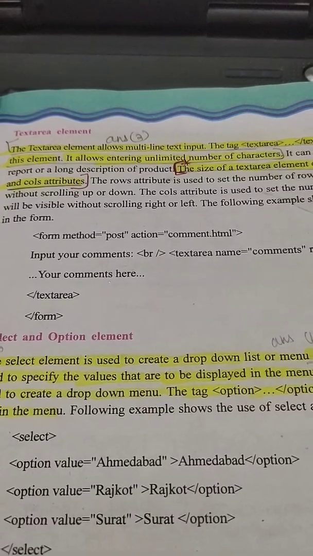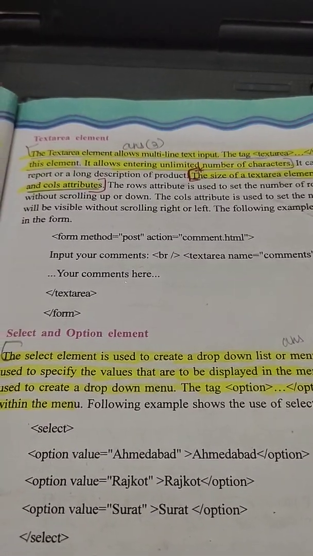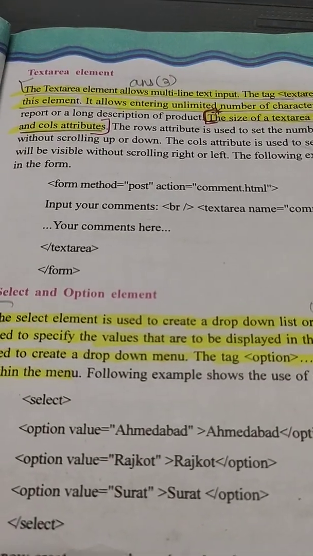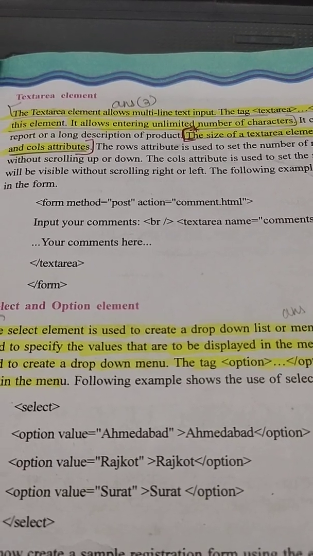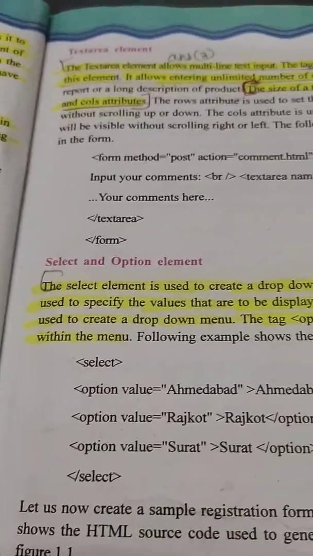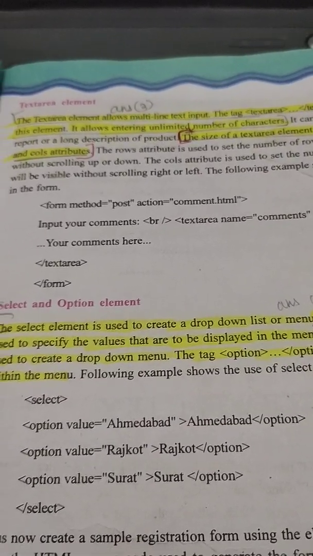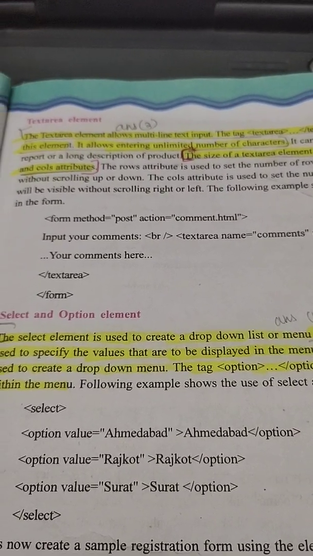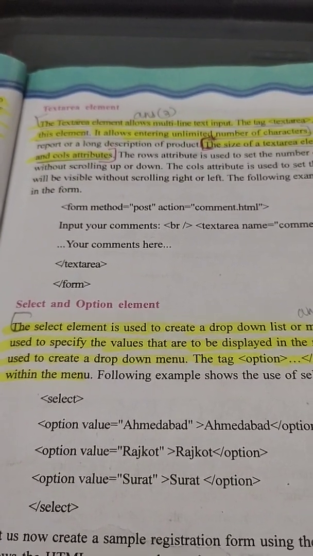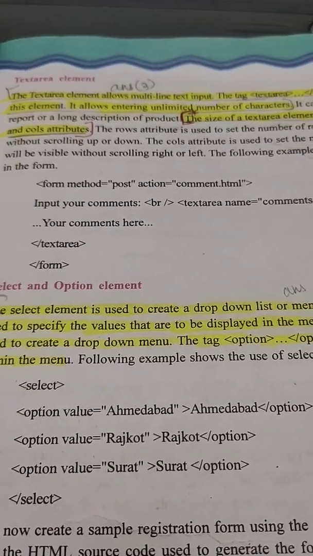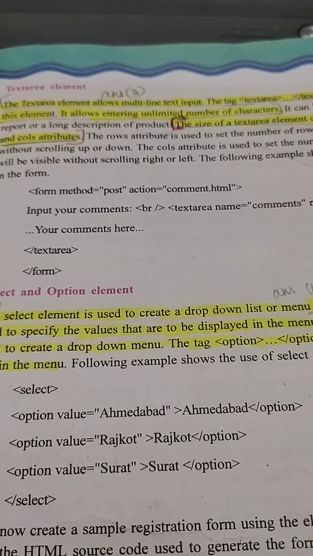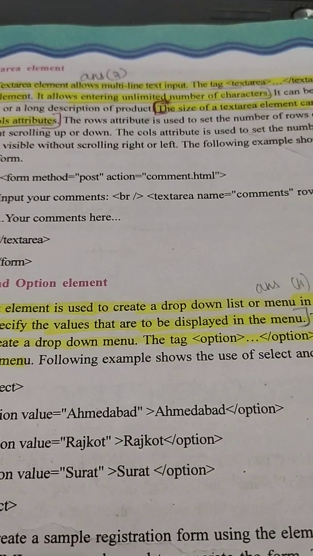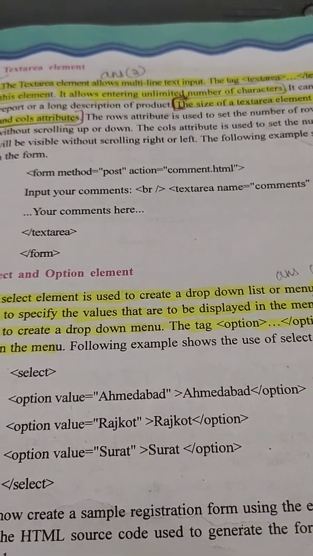I told you first only, everything in HTML has an opening tag, a closing tag, and in the last the closing tag should be there to complete the line. It allows entering an unlimited number of characters. We can allow any character to be filled in our HTML website. The size of the text area element can be specified using rows and columns. In text area, there are rows and columns, and specific rows and columns are mentioned. I told you first only, children, everything which I had highlighted is very important. So please make sure that you make these highlights in your textbooks.